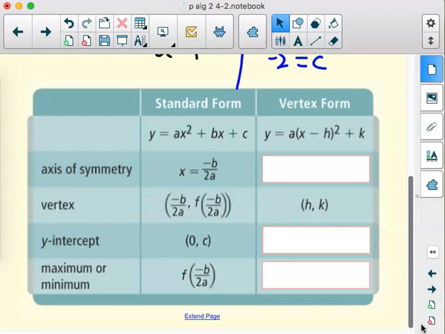Now, if that's the vertex, and our axis of symmetry always cuts through it, what would our axis of symmetry formula be for vertex form? X equals h. Perfect. It has to go through the x-coordinate of the vertex. It has to.